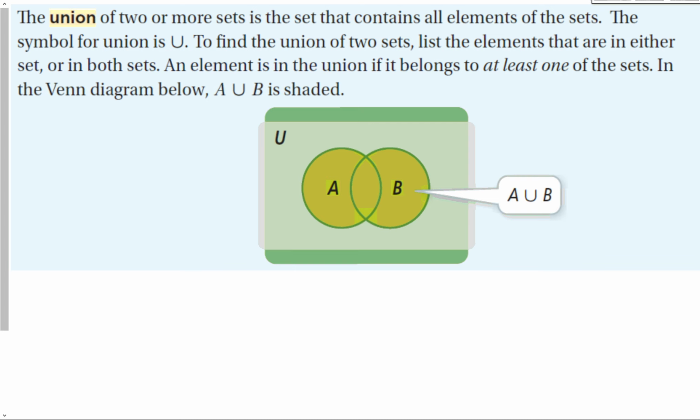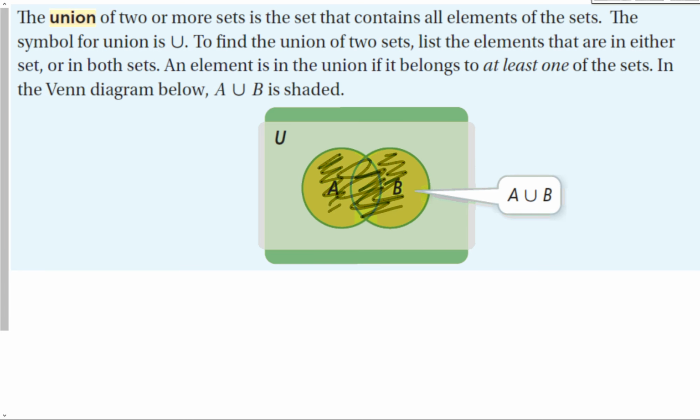So to find the union of two sets, list the elements that are either in one set or in both sets. An element is in the union if it belongs to at least one of the sets. So in the Venn diagram below, A union B is shaded. So you can see that we have all of A, all of B, and the part in between. Okay, the part that's in both.